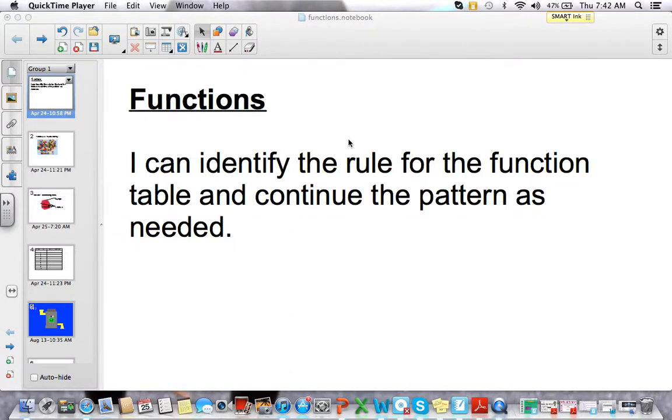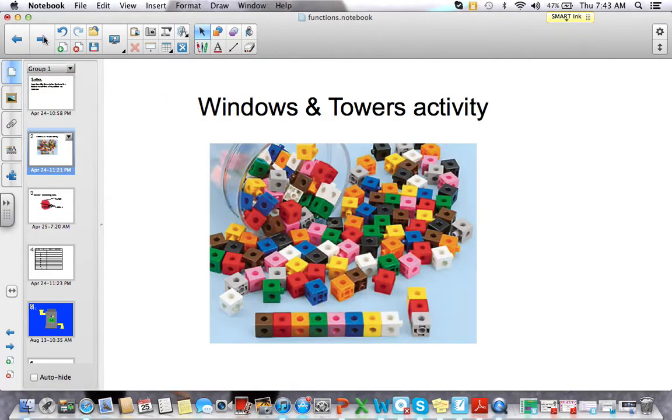Today we will be looking at functions, and our I can statement is I can identify the rule for the function table and continue the pattern as needed. So at your table you have a set of Unifix cubes, and we're going to do an activity called windows and towers.